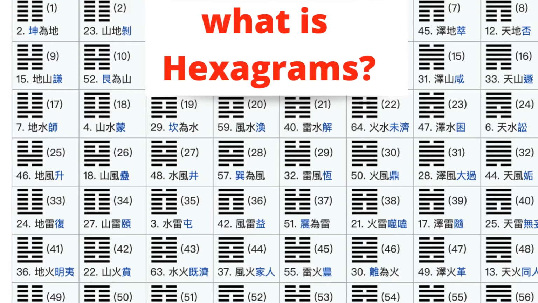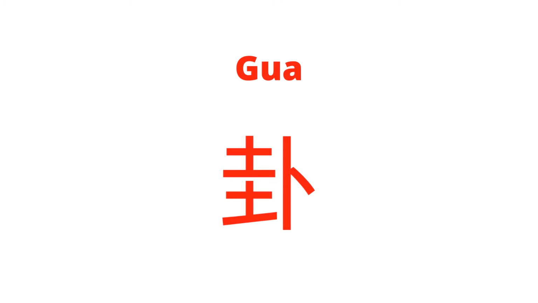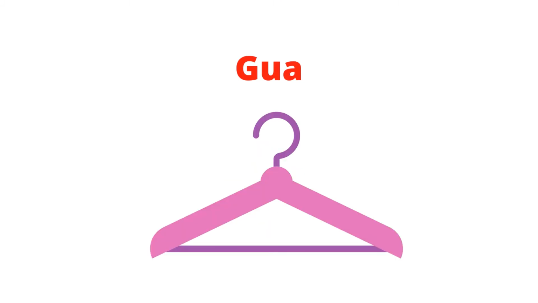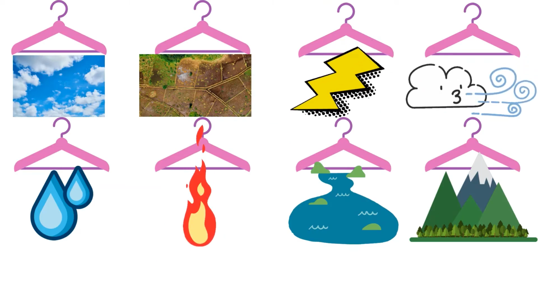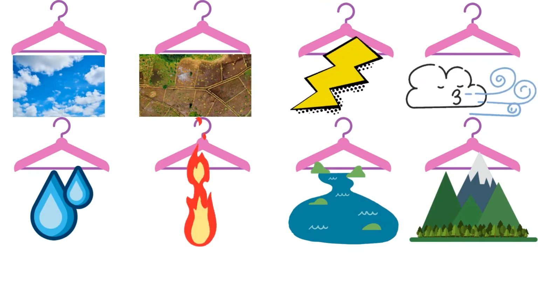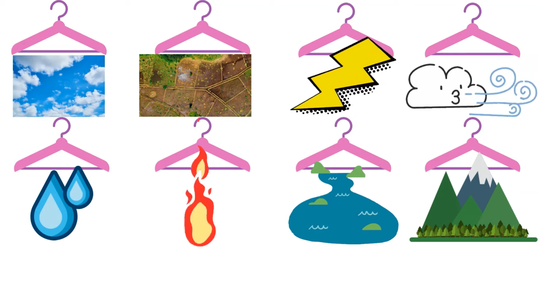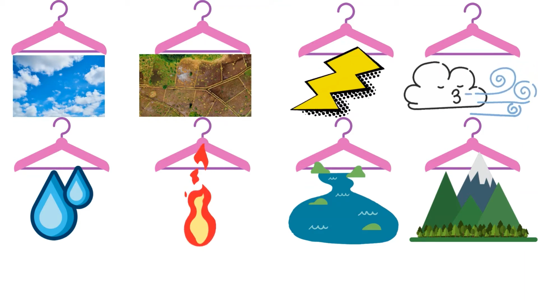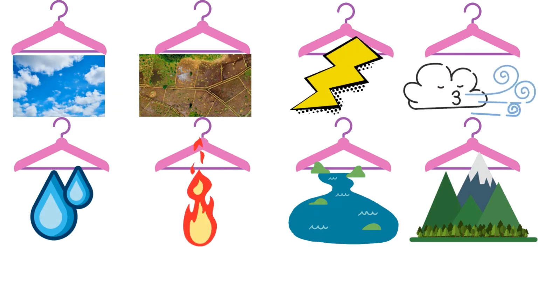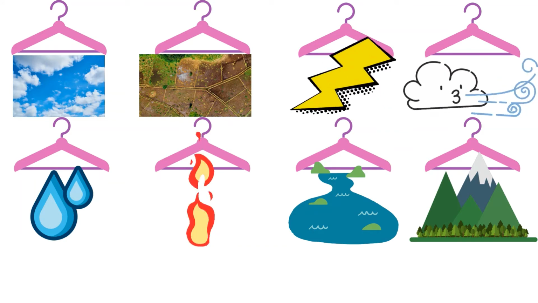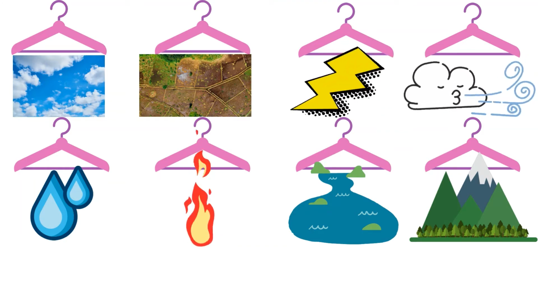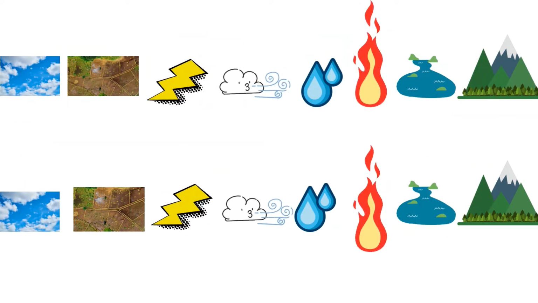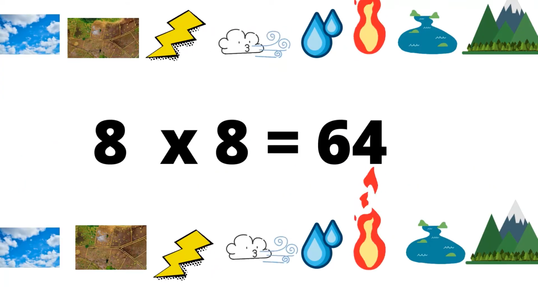What is a hexagram? Hexagram in Chinese is gua. Gua means hanger. In our previous video, we learned that there are 8 major images hanging in our universe. They are sky, ground, thunder, wind, water, fire, lake and mountain. However, only 8 images are not enough to represent the multiplicity of the world in which we are living. Therefore, the Book of Changes combines the 8 trigrams with one another, whereby a total of 64 images were obtained.